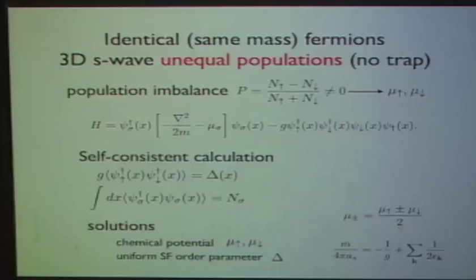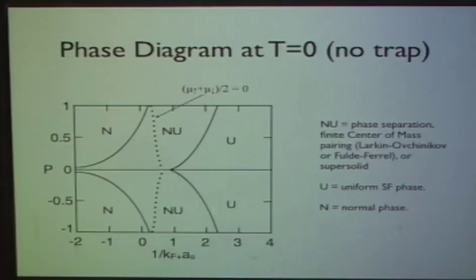Okay, so once I get all the solutions as a function of population imbalance, the interaction or the temperature, I can construct a whole phase diagram. First, let me show the phase diagram at 0 temperature in the homogeneous system, in the population imbalance and interaction parameter space. N is the label of the normal phase, and U is the uniform superfluid phase, the S-wave superfluid phase. The region labeled NU is where the uniform superfluid is unstable. So there are many possibilities in these regions, maybe phase separation, finite center-of-mass momentum pairing, or supersolid.